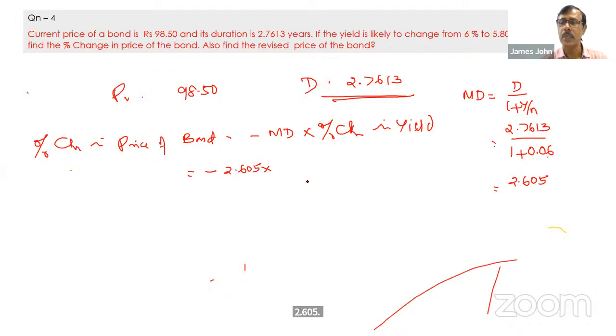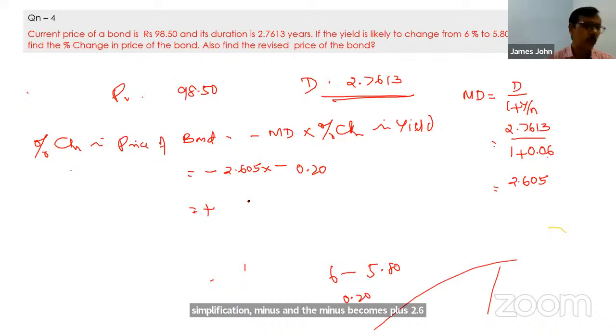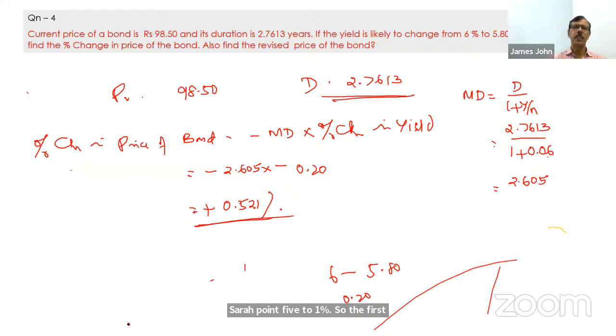What is the percentage change in yield? From 6 to 5.8. From 6, it moves to 5.8. That means it is a reduction by 0.2%. Since it is a reduction, put a minus sign, 0.20. On simplification, minus into minus becomes plus. 2.605 into 0.2 gets you how much? 0.521%. So the first answer is the change in price is 0.521%.